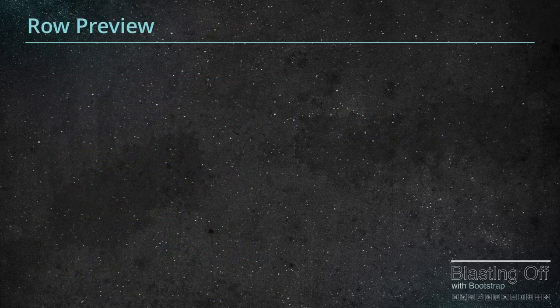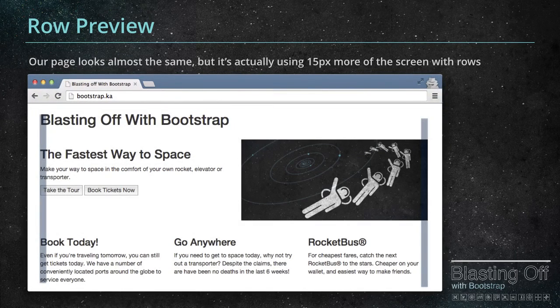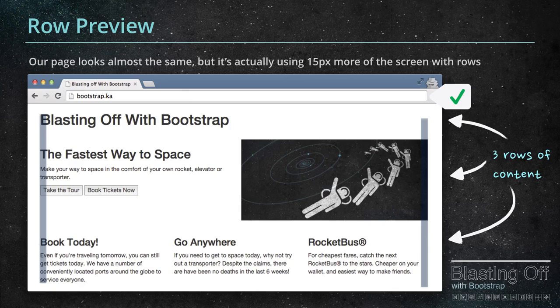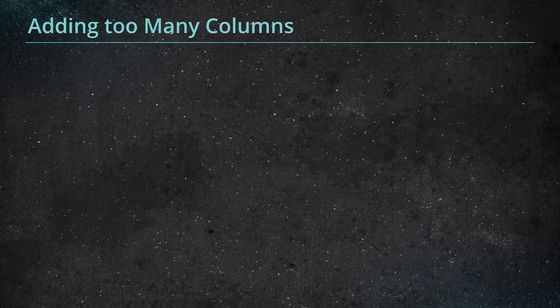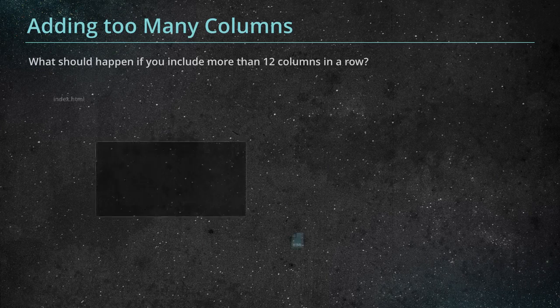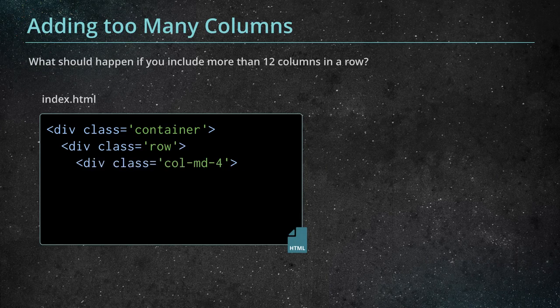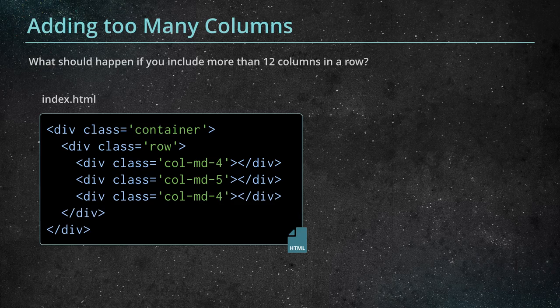If we take a look at our page in the browser, you'd see it looks almost the same as it did before, but we're actually using a little bit more of the screen thanks to these rows. Our HTML is also a lot easier to read. So far, the number of columns in each row has added up to 12. But what about if it didn't? Let's see what would happen if we changed one of these elements to instead take up 5 columns. If you add these up together, you'll see it now equals 13 columns. How would this look in the browser?